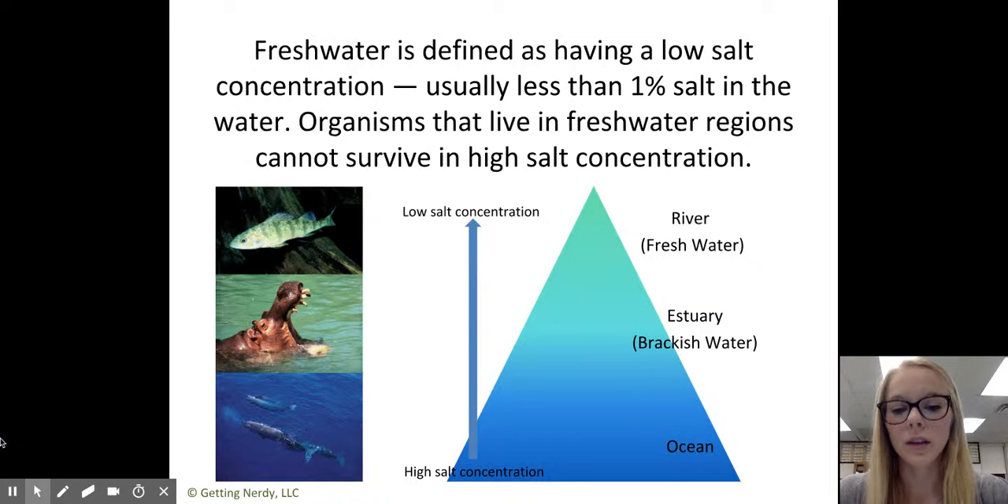We are now going to shift into aquatic habitats and biomes. We separate aquatic biomes by freshwater and saltwater. Freshwater is defined as having a low salt concentration, usually less than 1% salt in the water. Organisms that live in freshwater regions cannot survive in high salt concentration, just like organisms that live typically in an oceanic region cannot survive in a freshwater stream or lake.